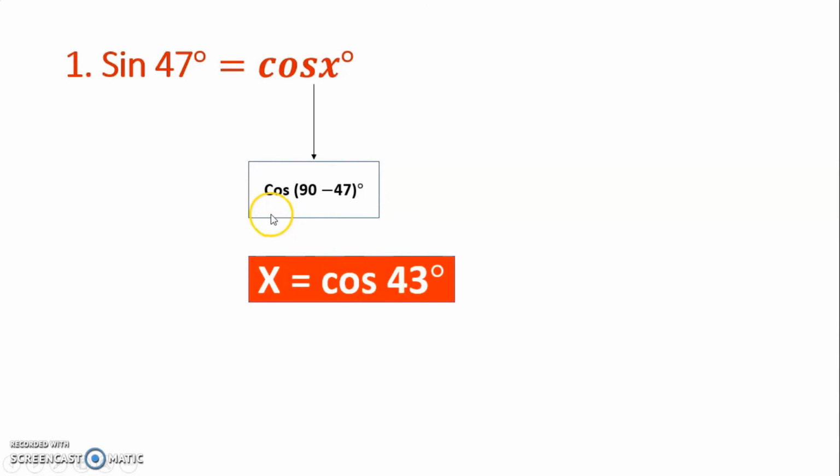Now, if you use your calculator to check sine 47 degrees, you will get the same value with cos 43 degrees. So sine 47 degrees and cos 43 degrees, they are complements of each other.